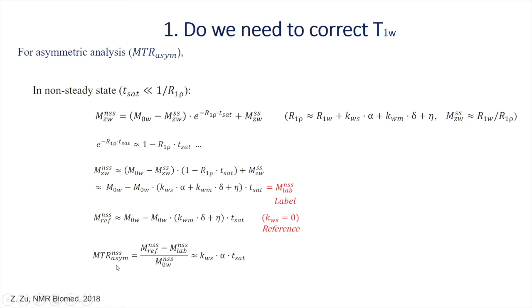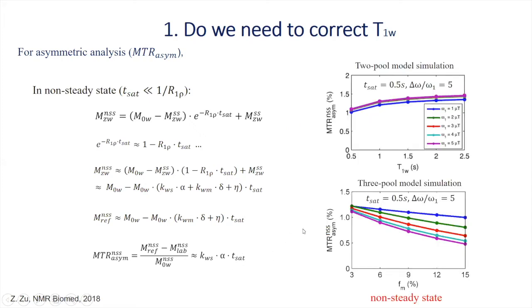Note that the non-steady state MTRasym only depends on the CEST effect and the saturation time, but not the MT and T1. So here is our simulation. The upper figure shows the two-pool model simulated MTR as a function of T1, and the lower figure shows the three-pool model simulated MTRasym as a function of FM. In our simulation, the saturation time is 0.5 seconds, which is usually used in non-steady state acquisition. And we also mimic the strong saturation effect in the upper and lower figures.